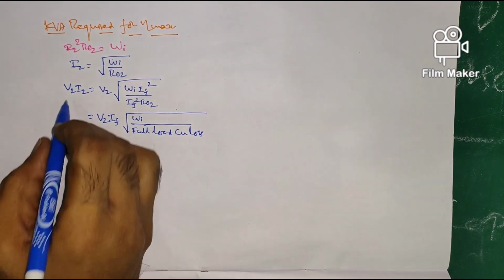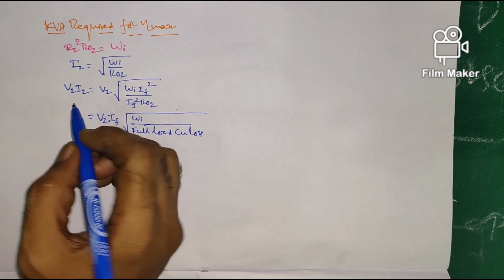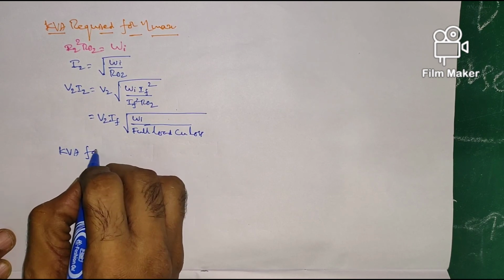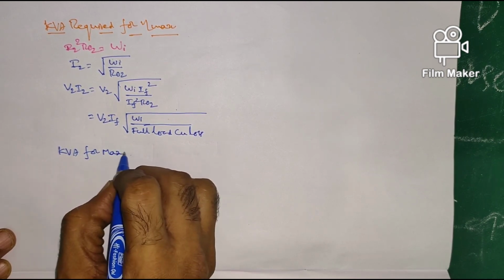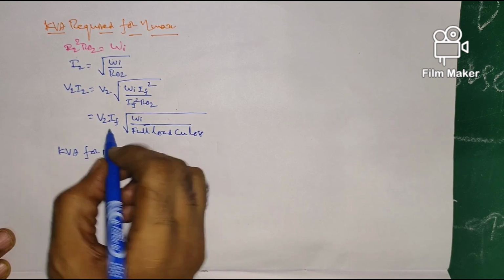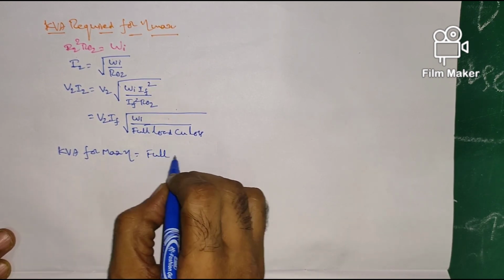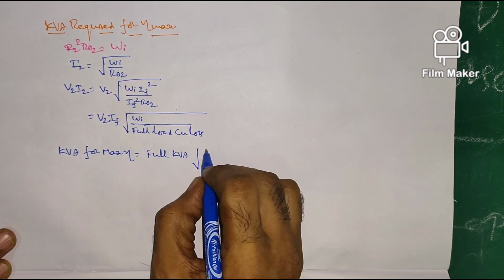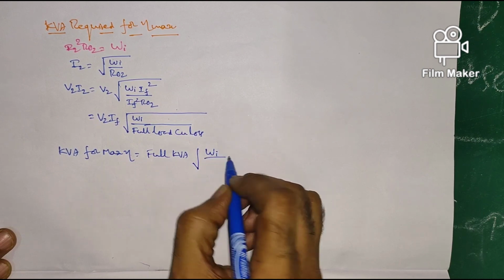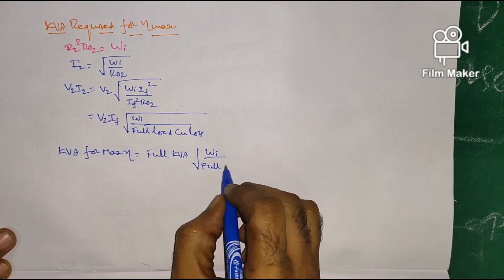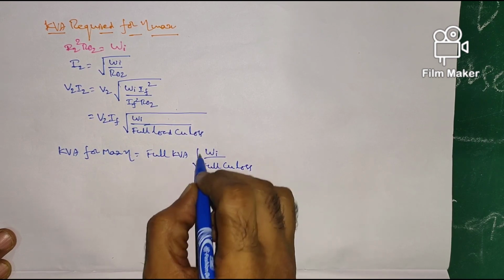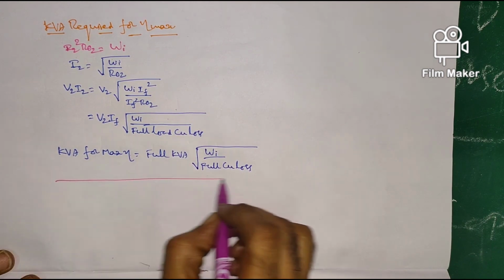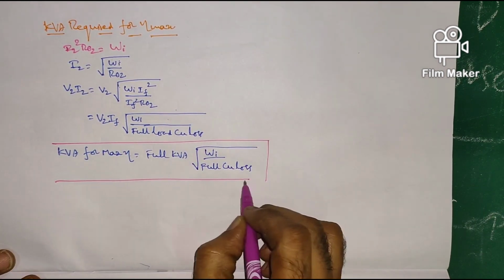Finally, V2 I2 is the kVA for getting the maximum efficiency. So kVA for maximum efficiency is equal to V2 IF, which is known as full load kVA, into square root of the core loss divided by full load copper loss. So this is how we can find out the kVA required for getting the maximum efficiency for a transformer.